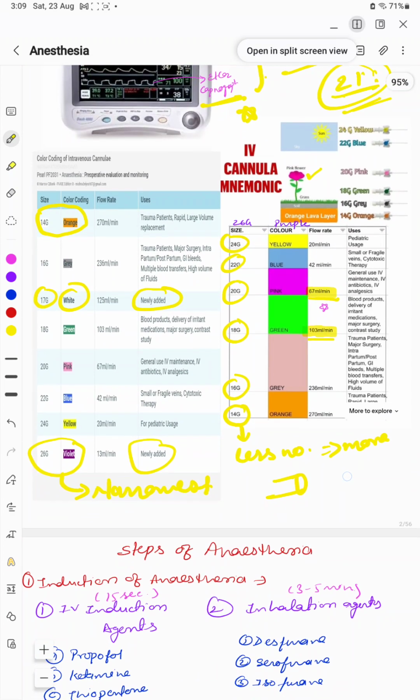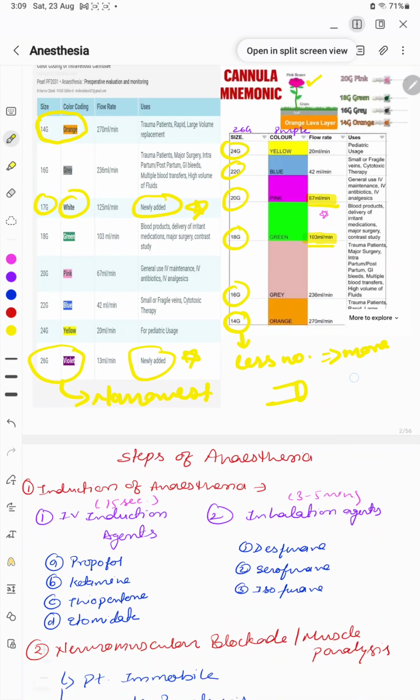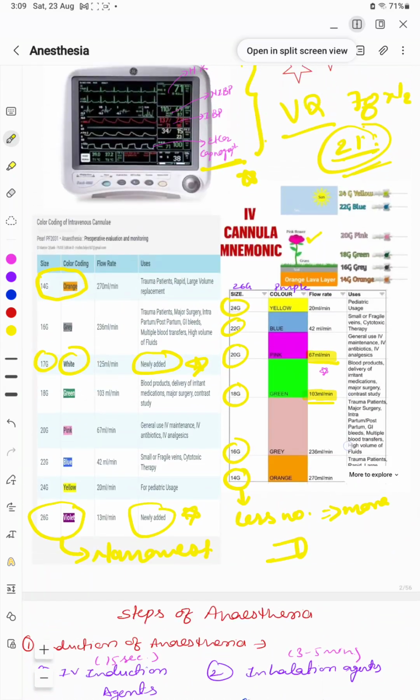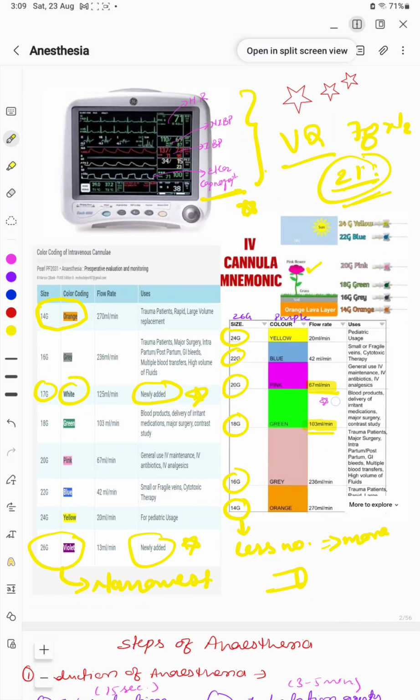Every exam asks this question, and now two cannulas are newly added, so they are also important from the exam point of view. One is the white and another is the violet. Now the steps of anesthesia, this page is very important till now.